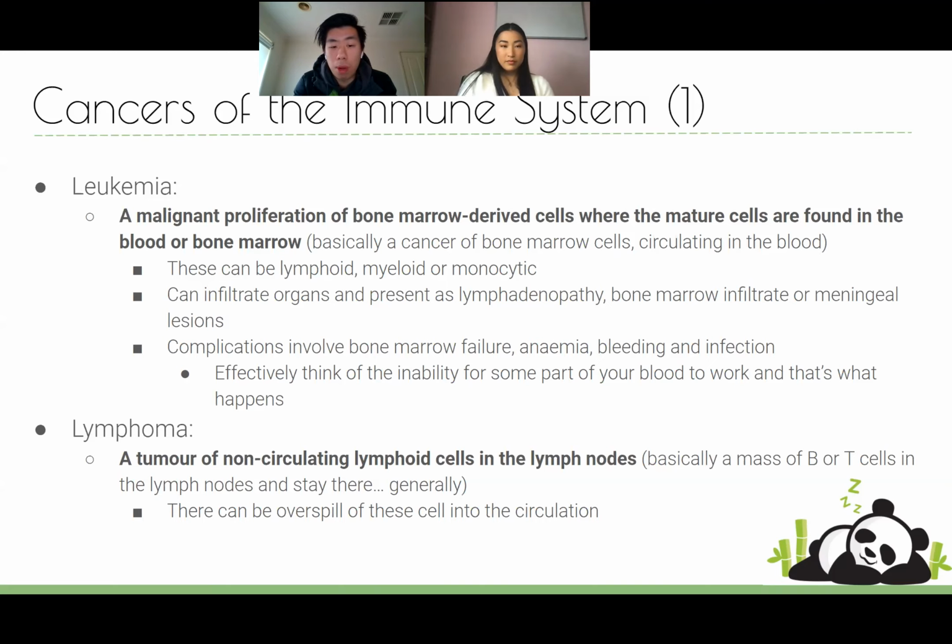That's the gist of it, basically. And then lymphoma is a tumor of non-circulating lymphoid cells in the lymph nodes, generally. As we talked about before, there is some exception with CLL, where they kind of just go everywhere. Yeah, CLL, I'm pretty sure. But that's the general gist of what leukemias and lymphomas are. And that's kind of like the simple definition that makes sense in your head for now. That will do, because that's all the simple definition I had in my head last year as well. It gets a little more complicated, but it does the job.